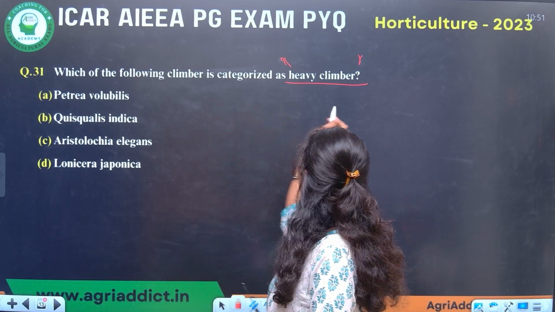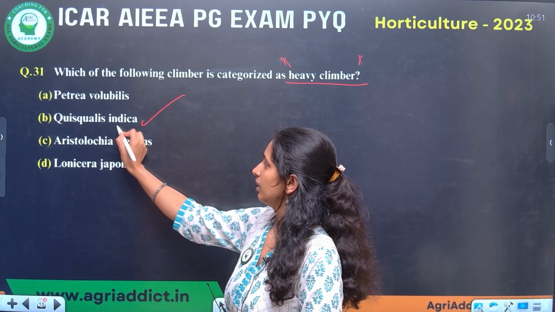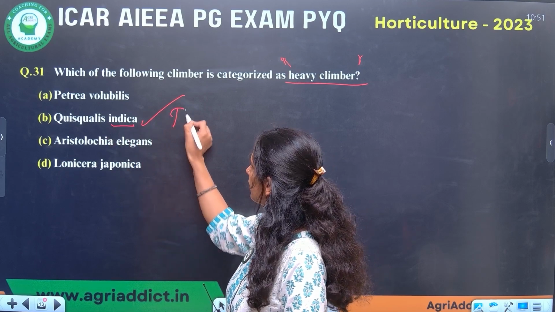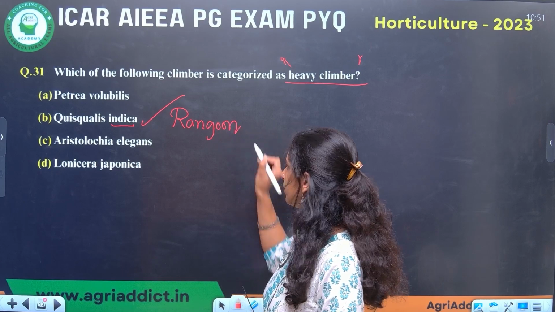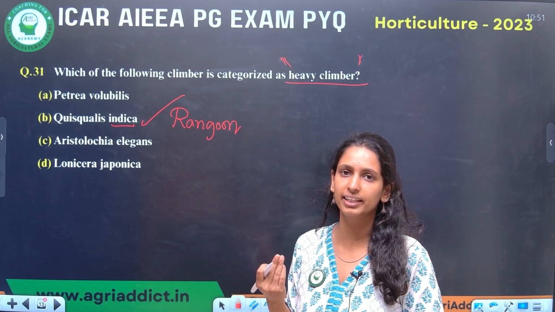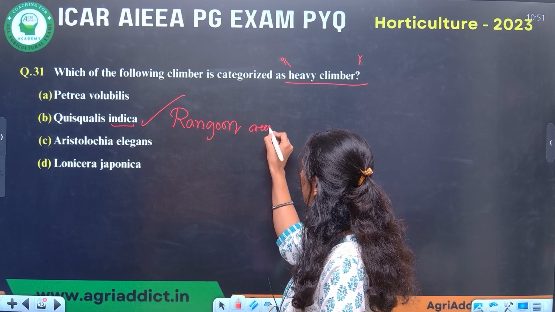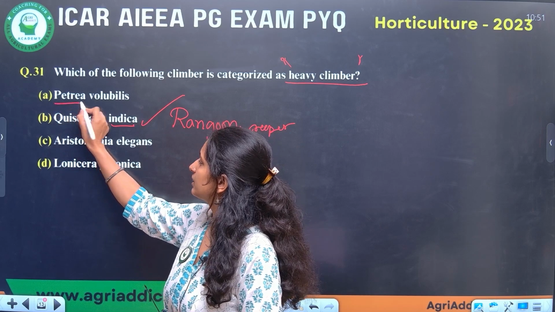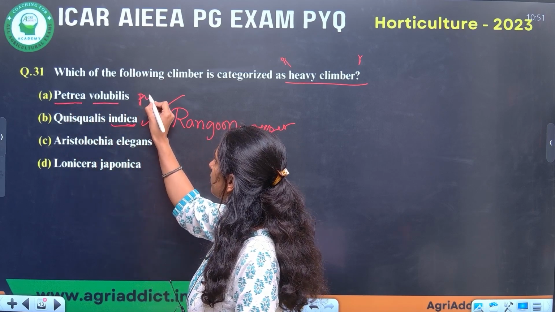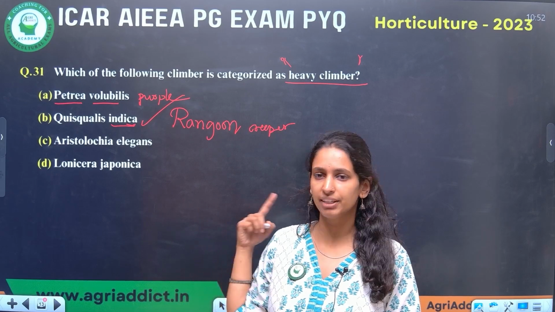Here, heavy climber is Quisqualis indica. It is also called as Rangoon creeper. It is a time for flowering of Rangoon creeper. You can observe it will be having very fragrant pinkish to whitish flowers. That is Rangoon creeper. If you see other options, Petrea volubilis. This will be having purple color flowers and it is having a deciduous nature. So it can't come under heavy climber.